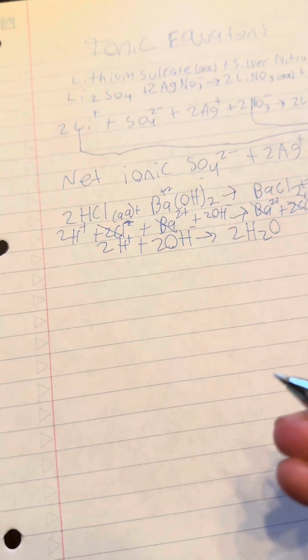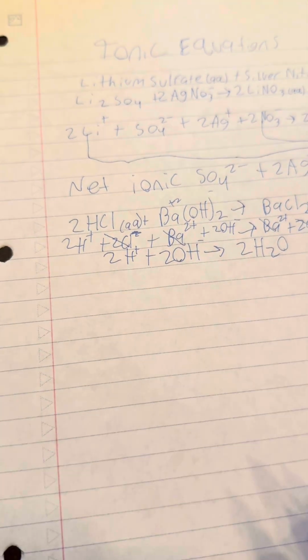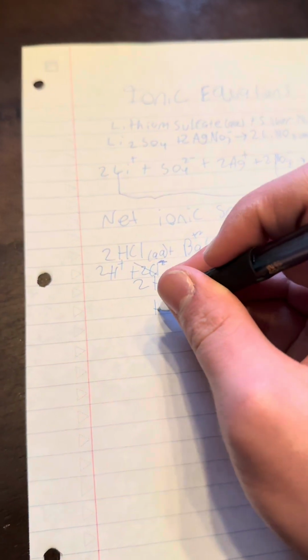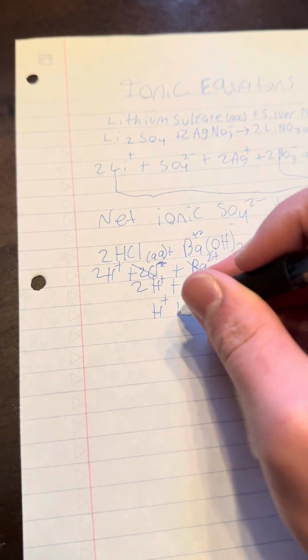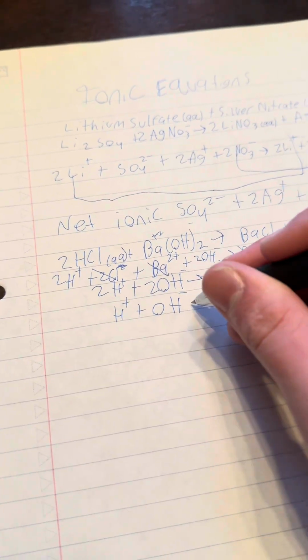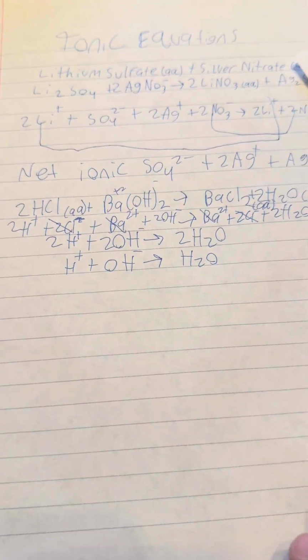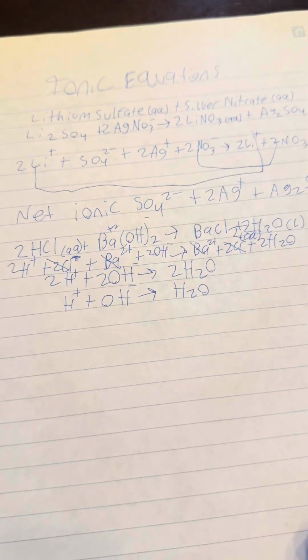Now, this problem's a little tricky because you have to divide by 2 or simplify to the clearest whole number ratio. So that's going to be H plus, OH minus yields H2O. And that is how you do ionic equations.